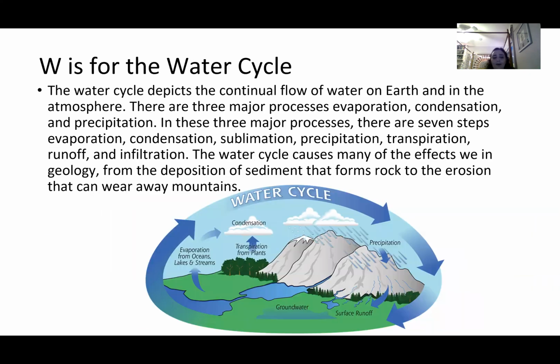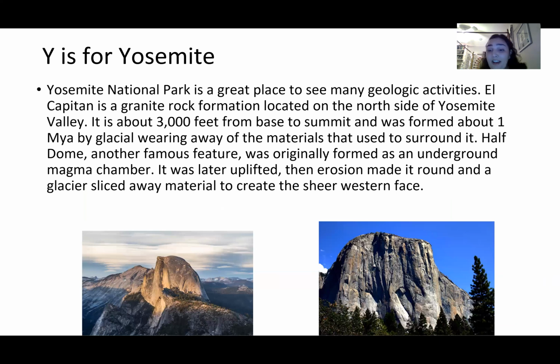And then the last topic we are going to talk about is Yosemite. Yosemite National Park is a great place to see many geologic activities. El Capitan is a granite rock formation located on the north side of Yosemite Valley. It is about 3,000 feet from the base to the summit and was formed about 1 mile by glacier wearing away of the materials that used to surround it. Half Dome, another famous feature, was originally formed as an underground magma chamber. It was later uplifted, then erosion made it round and a glacier slid away material to create the sheer western face, hence the name.